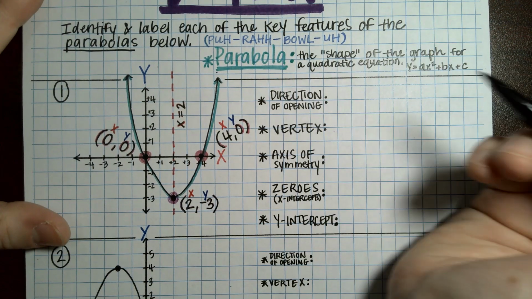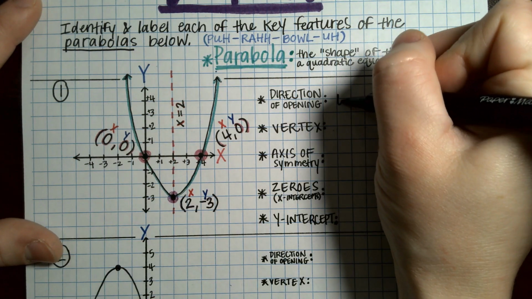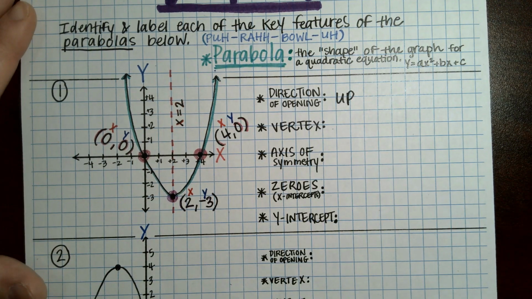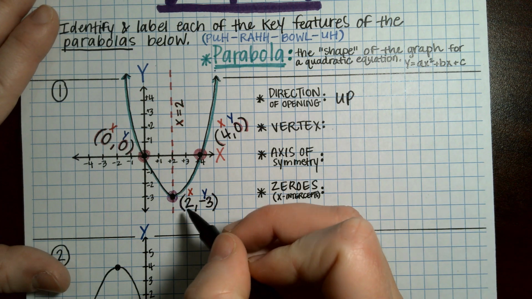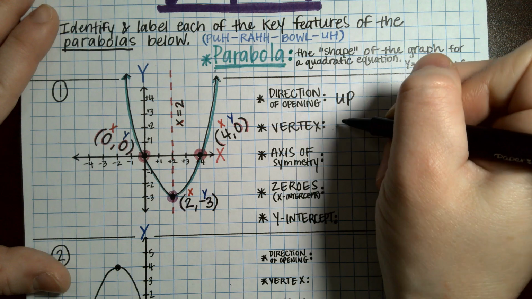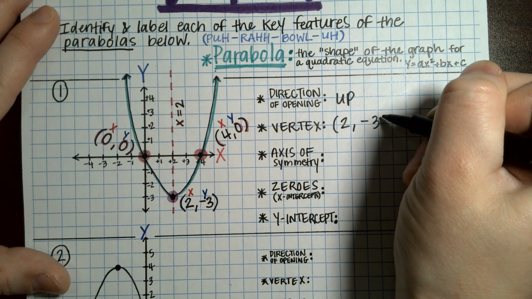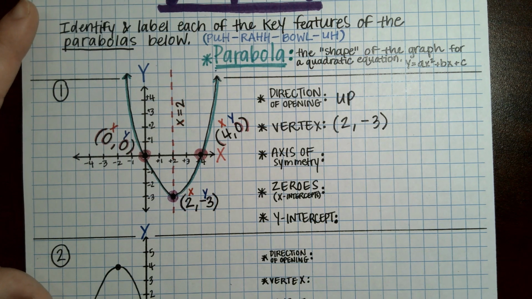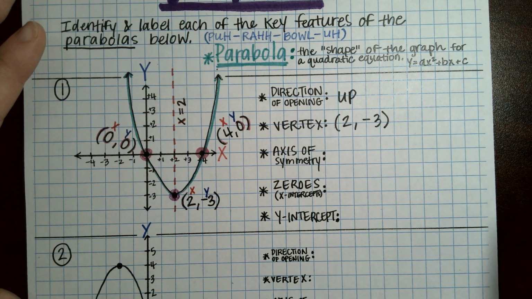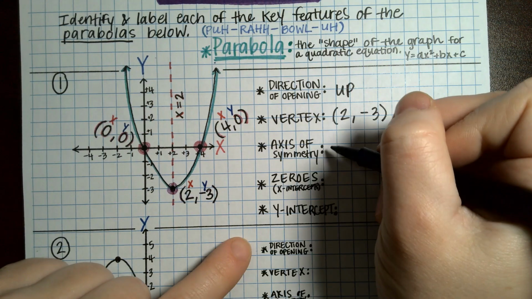So for number one, what direction is this opening? Up. Good. What's my vertex? 2, -3. Good. It's that lowermost point, the lowest point here. So 2, -3. What's my axis of symmetry? X equals 2.